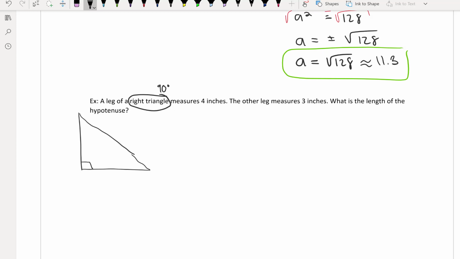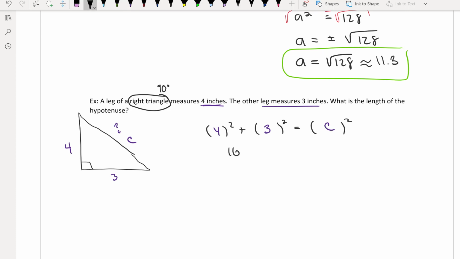And so a leg measures 4 inches. So you're just like, okay, perfect. It's telling me that one of the sides is 4. The other leg is 3 inches. Okay, so it's asking me what is the hypotenuse. That's the one I don't know. So let's go ahead and call that C. So I know that I'm going to have leg squared plus leg squared is equal to my hypotenuse squared. So the leg is 4, the other leg is 3, and the hypotenuse I'm calling C.